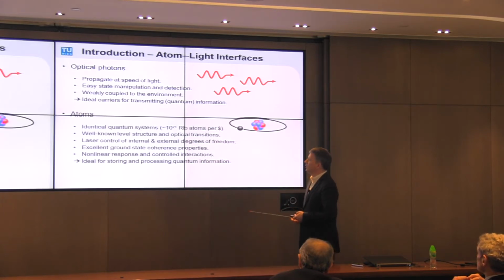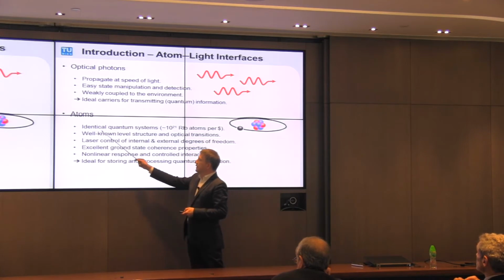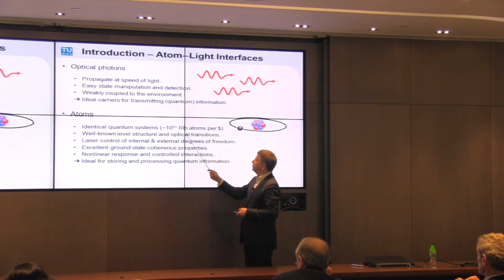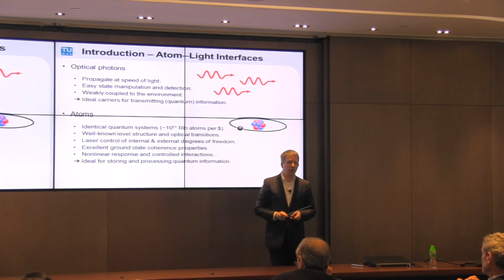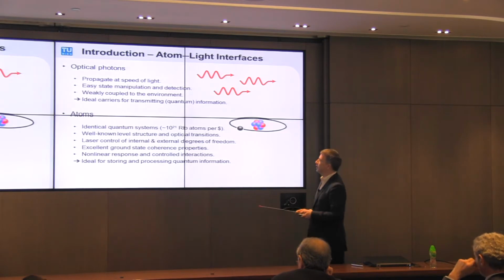Atoms, on the other hand, are wonderful quantum systems, above all because they are identical, okay? And they are also very inexpensive, if you think about it. So you get 10 to the 21 rubidium atoms for $1. I stole this joke from Jean-Michel.